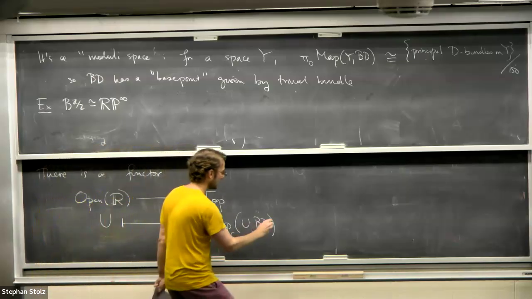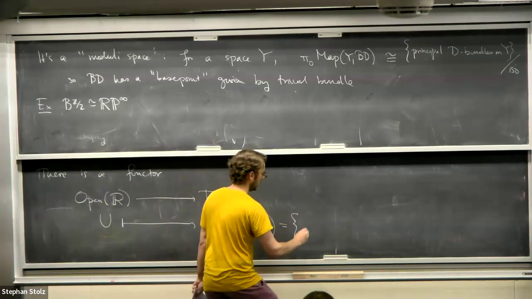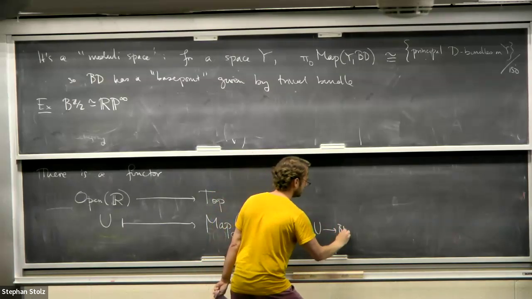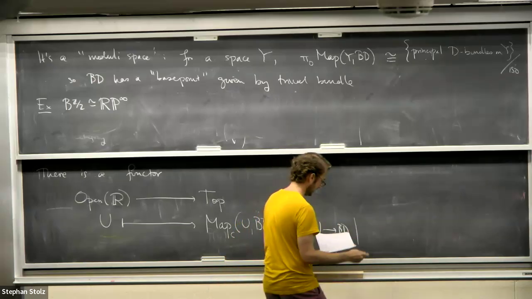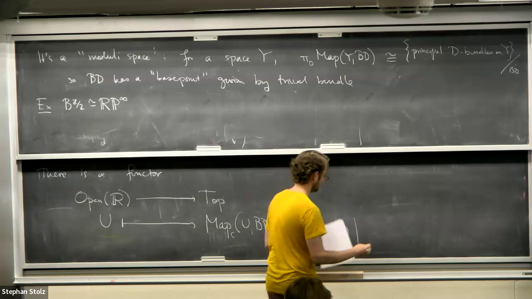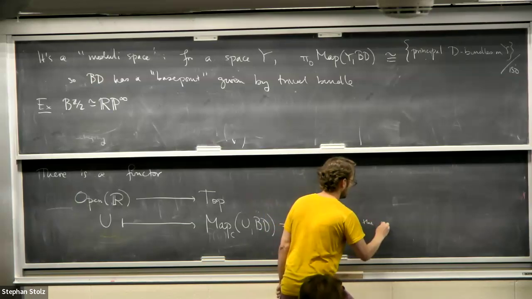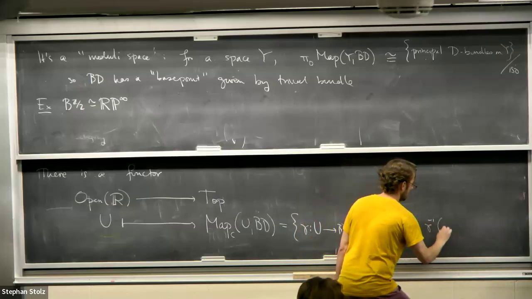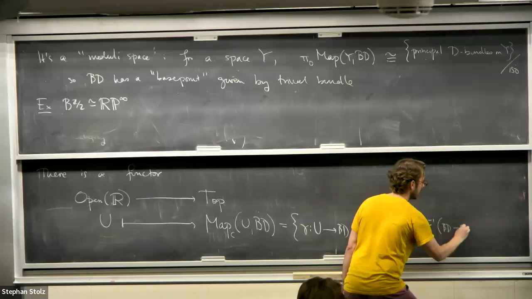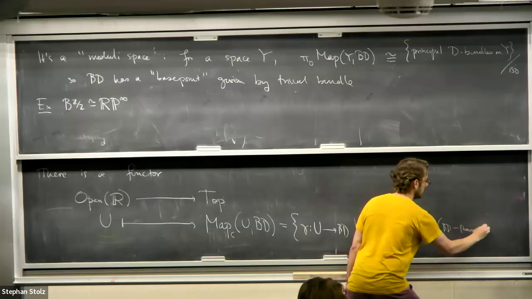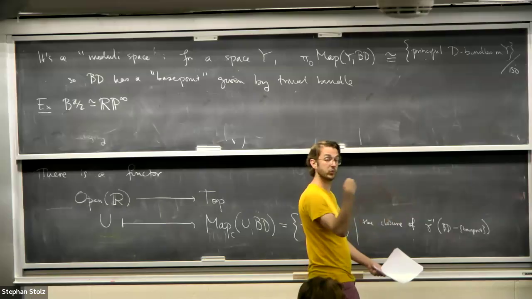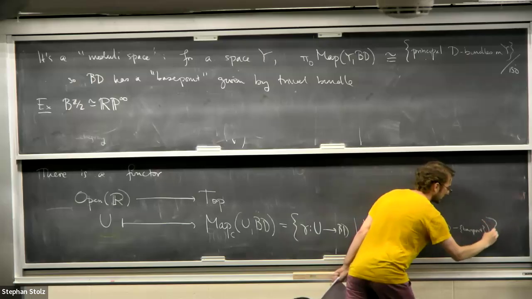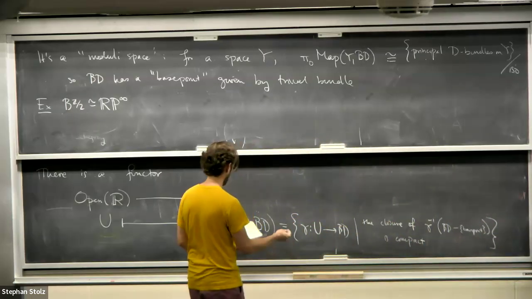What does that mean? Compactly supported means that if I have some map gamma from U to BD, then I take BD and remove its base point, and the closure of this pre-image is compact. So maybe it would help to draw a picture.